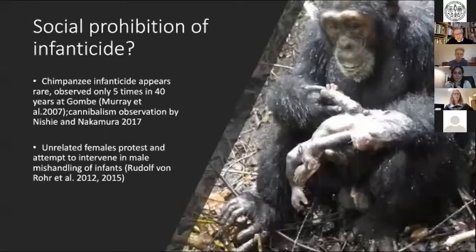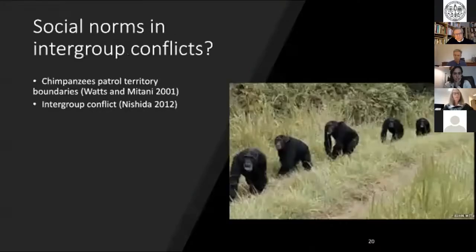Some examples would be social prohibition of infanticide. This is certainly work Judith Burkart and Carel van Schaik have been involved in, but also in cases of intergroup conflicts, when chimpanzees patrol territory boundaries and expand their territories, and they kill and castrate males, kill infants, and kidnap females from neighboring groups.